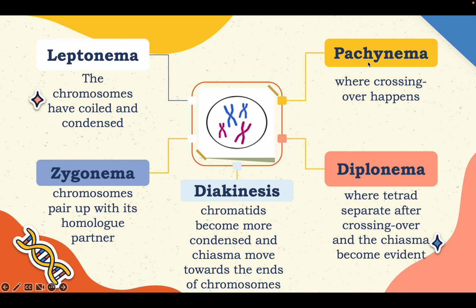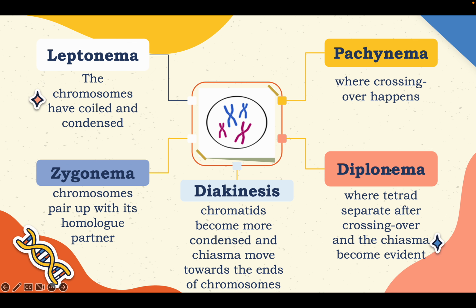Pachinema, or pachytene. What happens in this pachinema or pachytene? Within the paired homologous chromosomes, a process called crossing over occurs. It involves the exchange of genetic material, the segments of DNA between two non-sister chromatids of the homologous chromosomes. Crossing over results in genetic recombination, creating new combinations of genetic information.